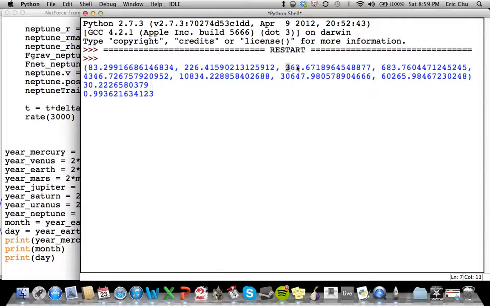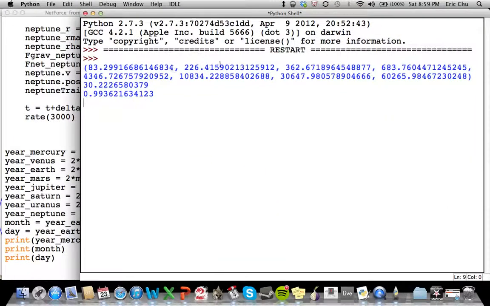So we can see here that Earth, 362.67 days for a year. And then we divide that by 12 to get 30 for a month. And we divide that again by 365 to get 0.9936, or almost 1 for the day. So we can see that the model fits our solar system fairly accurately.